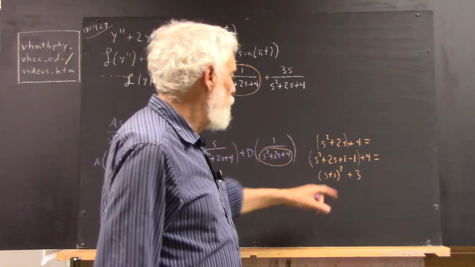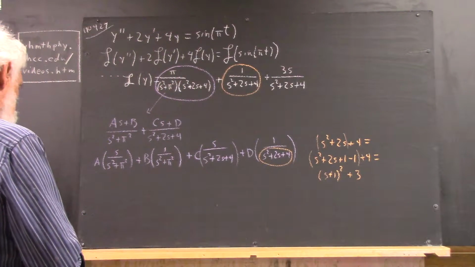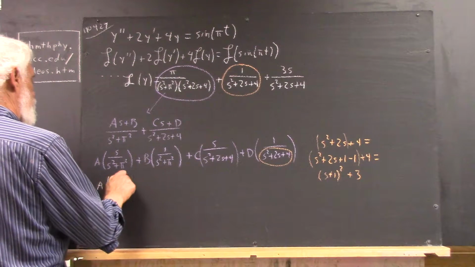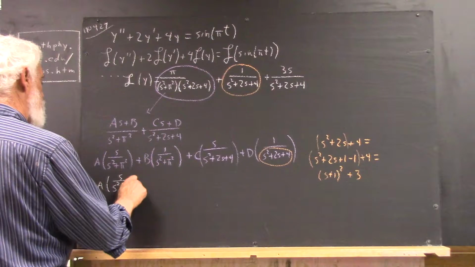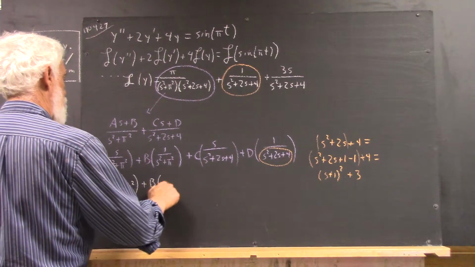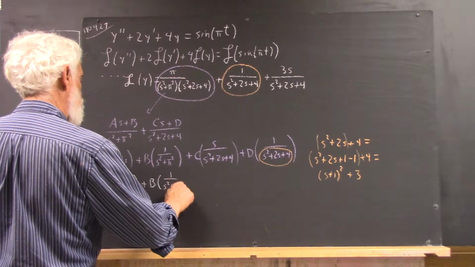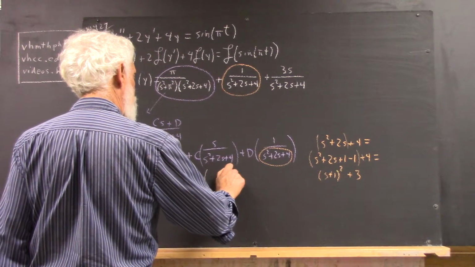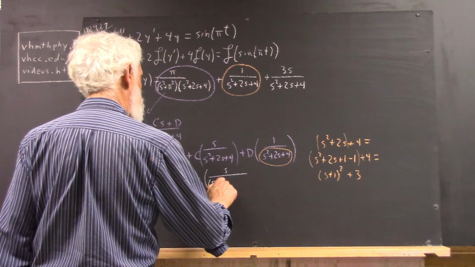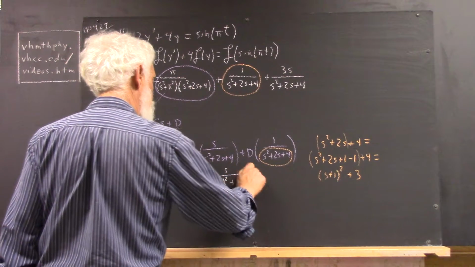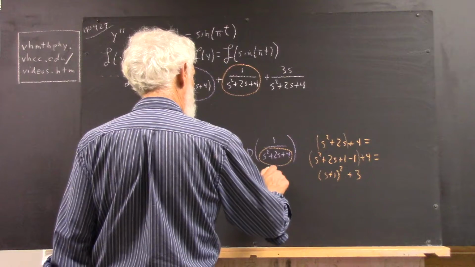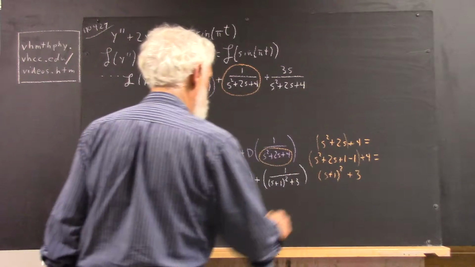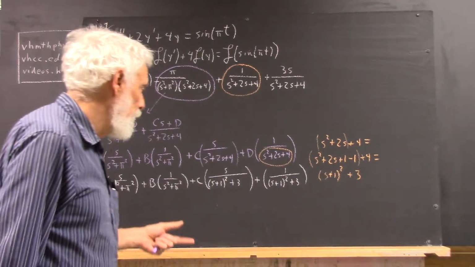So, if we use partial fractions, we can then write all this as a times s over s squared plus pi squared, plus b times 1 over s squared plus pi squared, plus c times s over s plus 1 quantity squared plus 3, plus d times 1 over s plus 1 quantity squared plus 3. Now we'll go on from there, but this is progress.